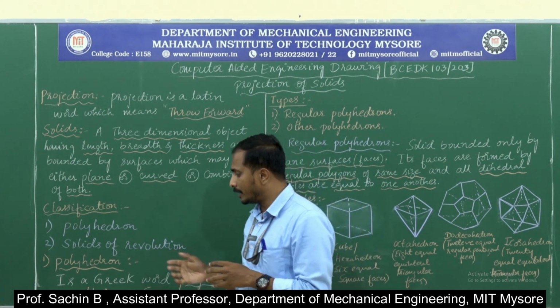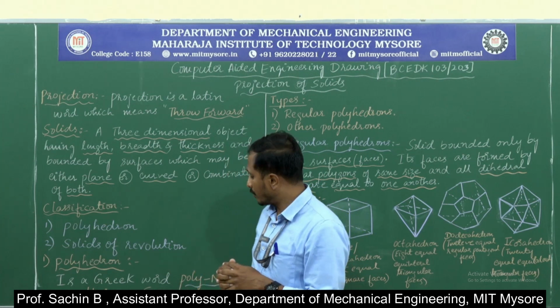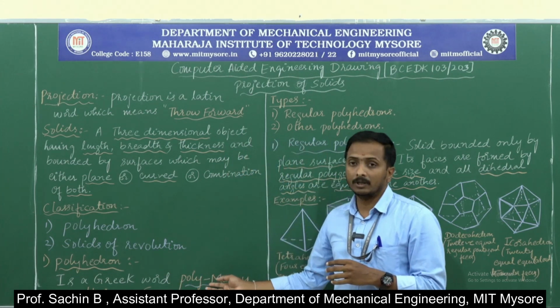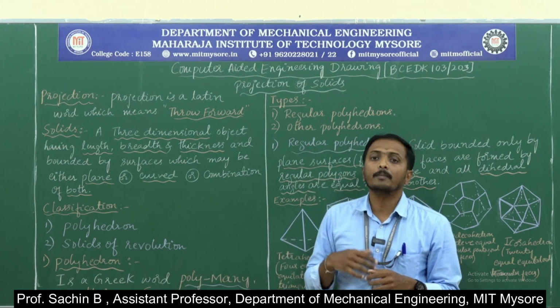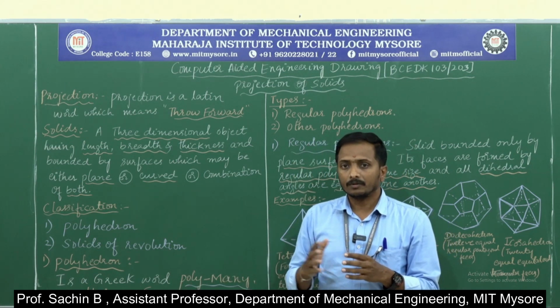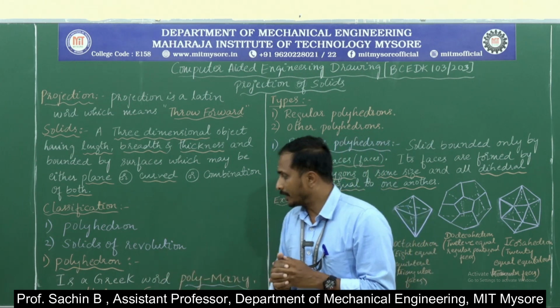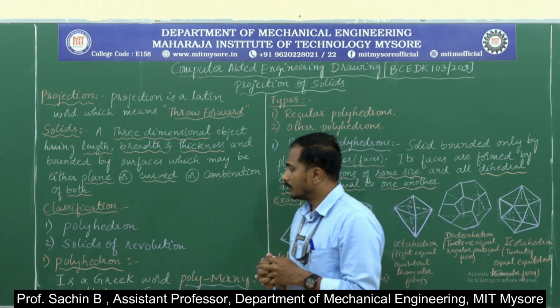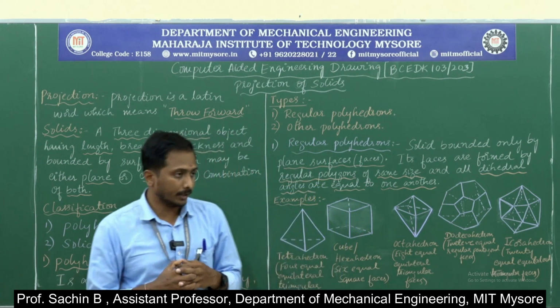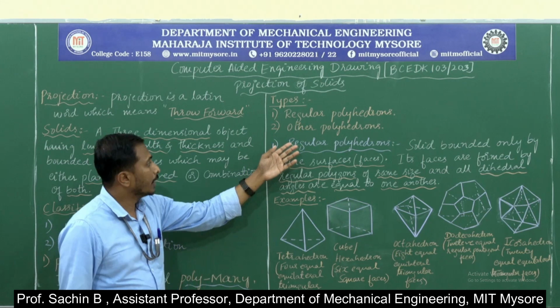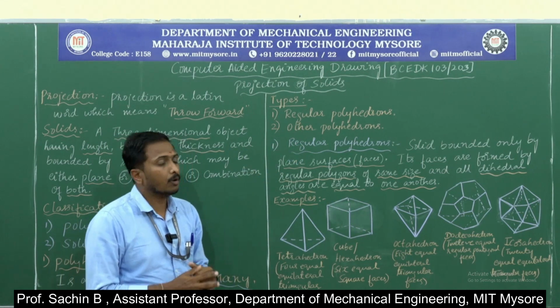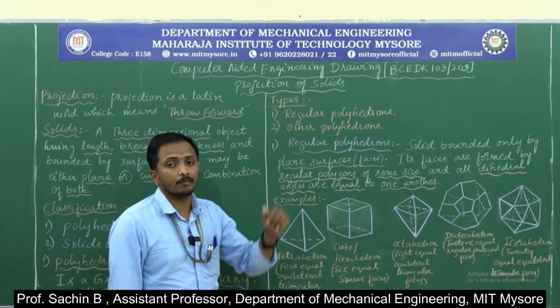Polyhedron is a Greek word. Poly means many, hedron means faces. So polyhedron means many faces. That is about the polyhedron. Next, we have different types of polyhedrons. We have regular polyhedrons and other polyhedrons. Now I am going to discuss the regular polyhedrons.